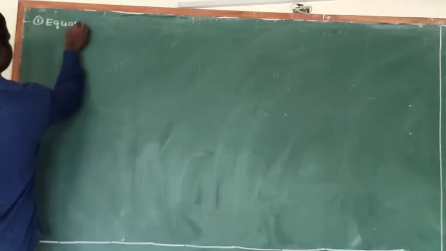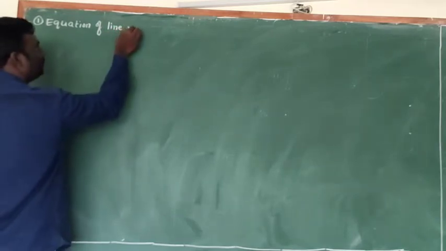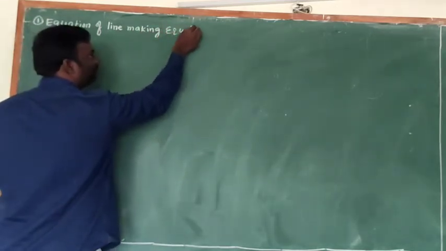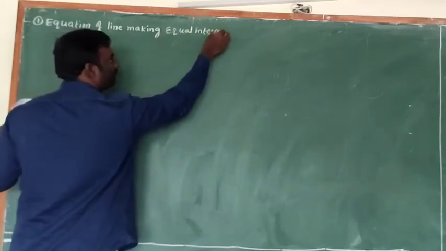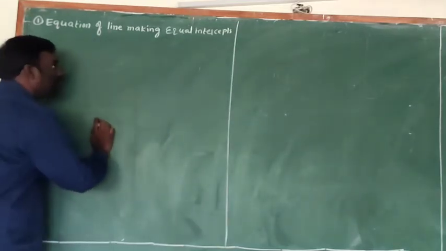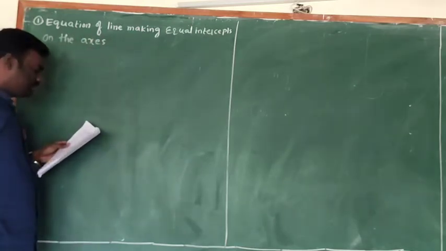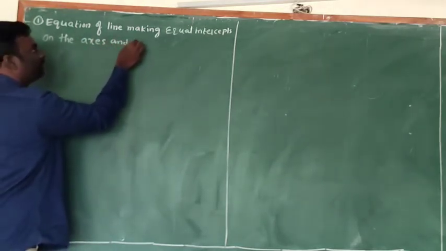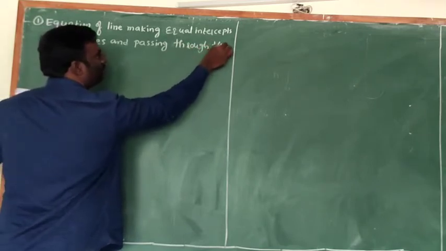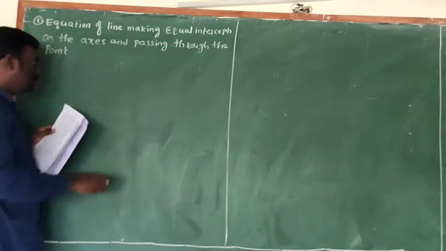Equation of line making equal intercepts on the axis and passing through the point 2, 4.